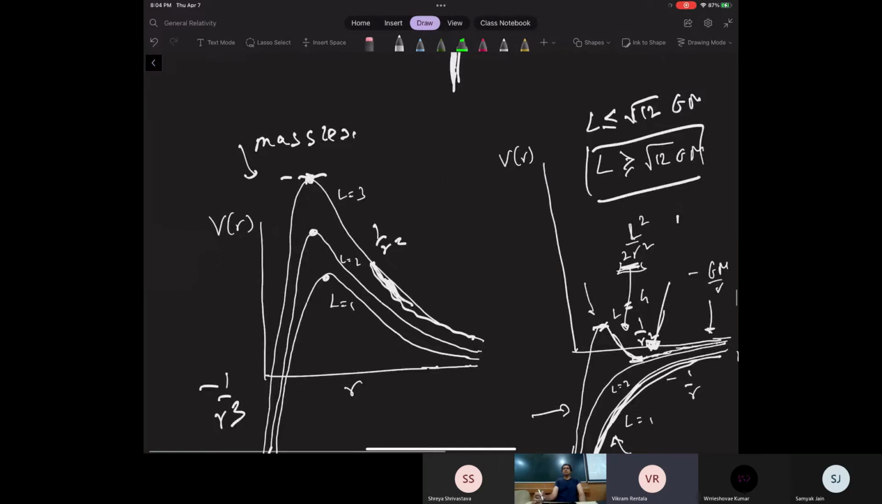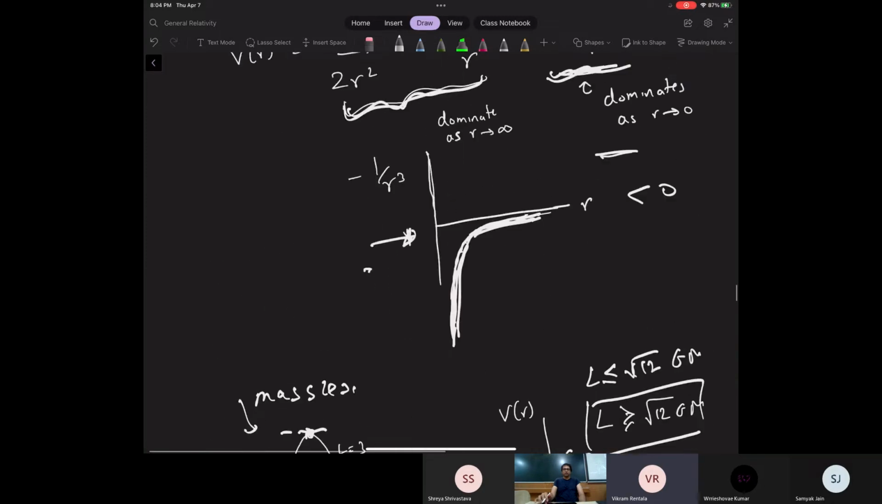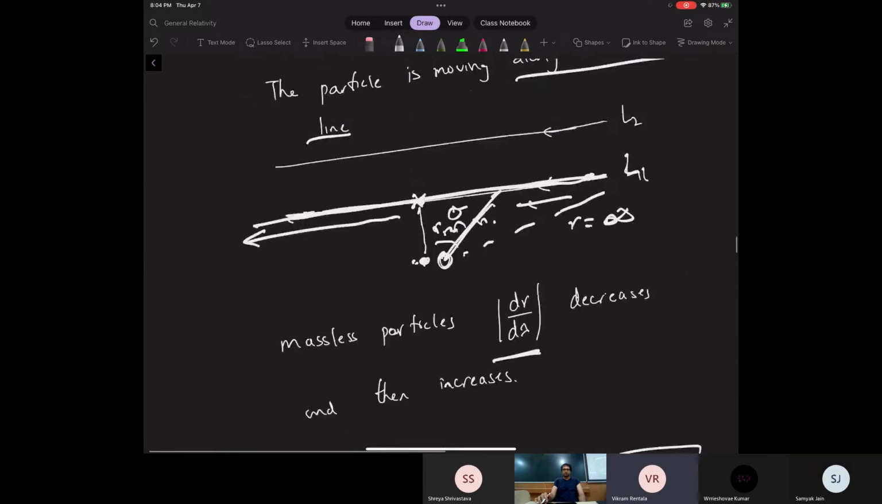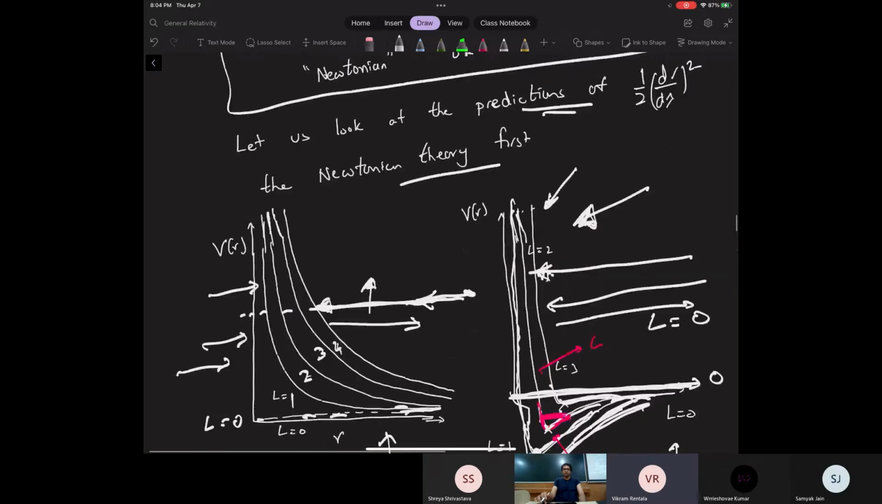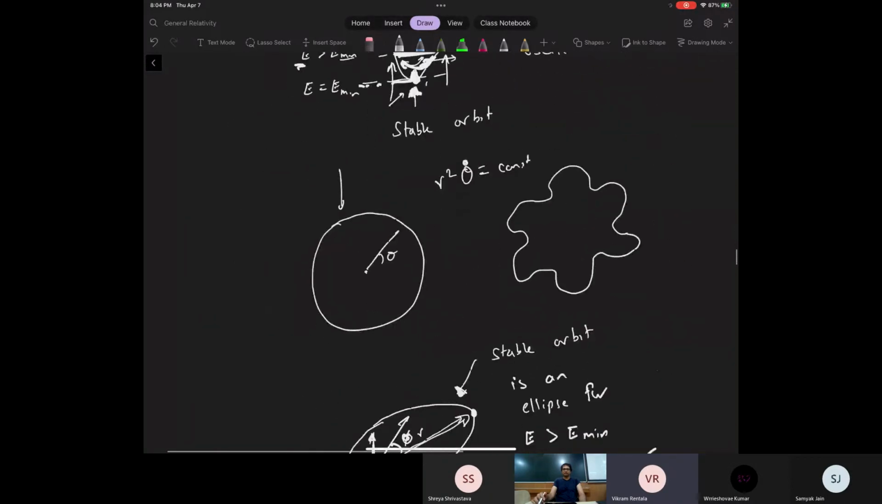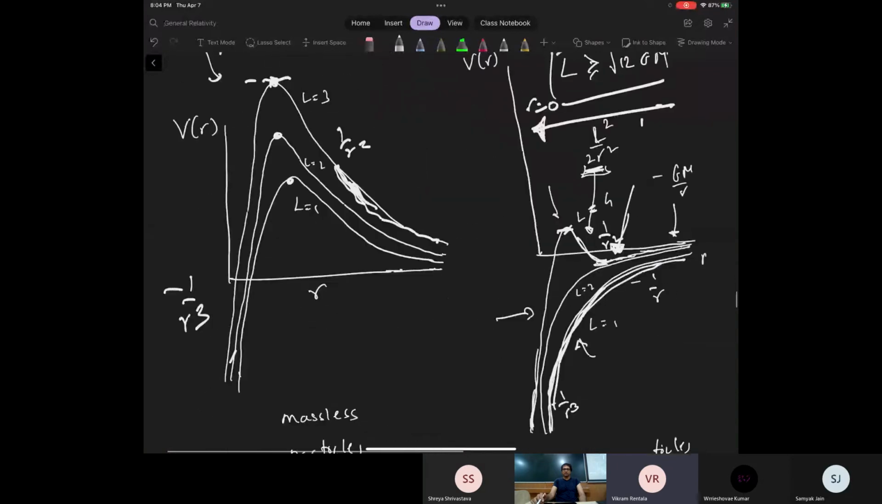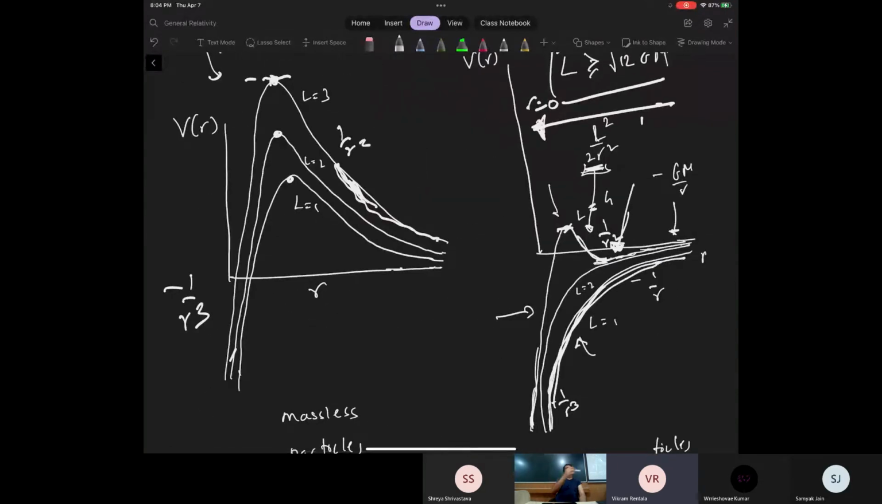But you'll note something interesting. Even if you have angular momentum, nothing is preventing you from going all the way to R equals 0 if you have sufficient energy. In the Newtonian case, there's always a barrier which prevents you from going towards R equals 0. But in GR, even if you have very large angular momentum, it's possible that you can go towards R equals 0, even at very large energies.